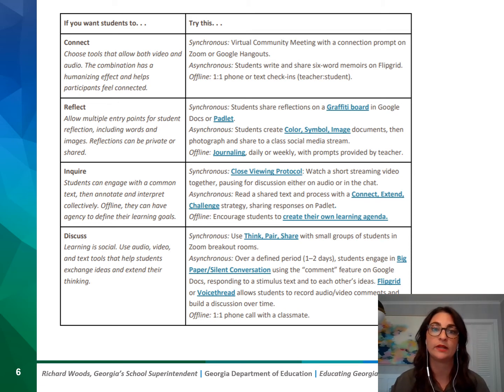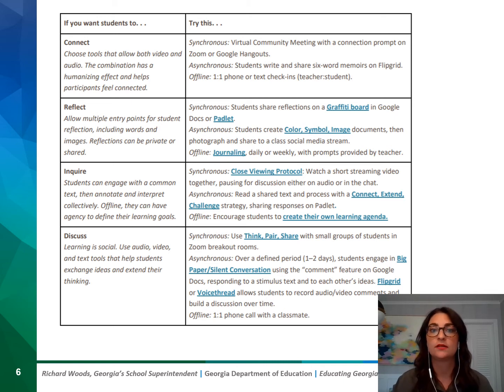The second thing I really like about this resource is that it gives you a way to think about that action in three ways. Synchronous, so all together at the same time. Asynchronous, that students are engaged in the same activity at different times. And offline, which does not require any technology.